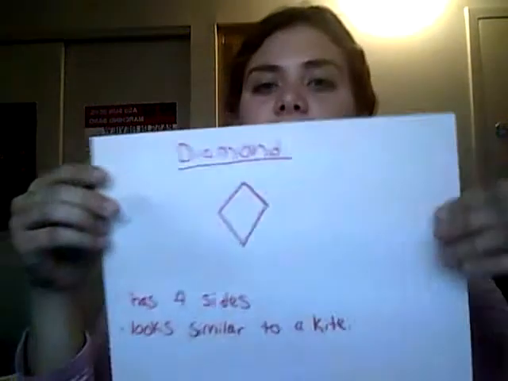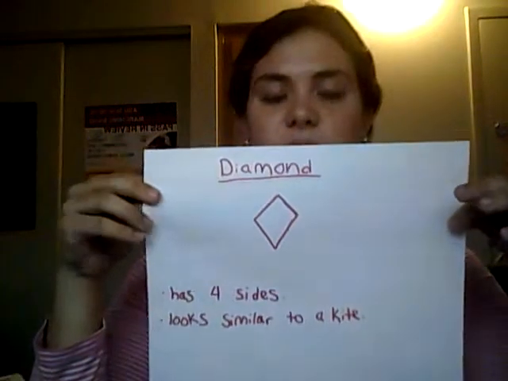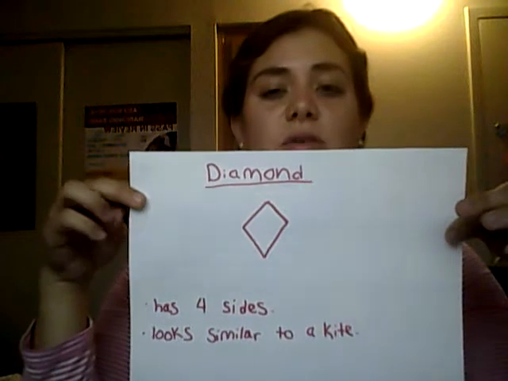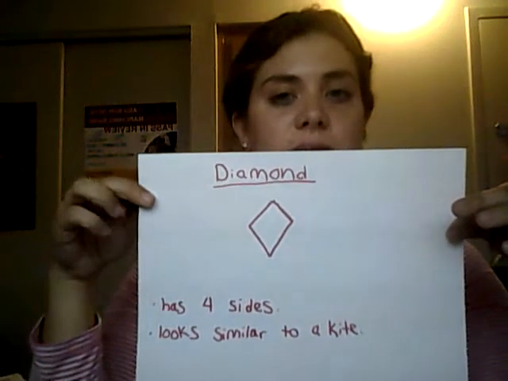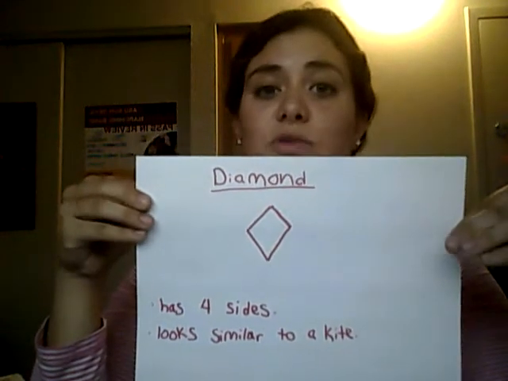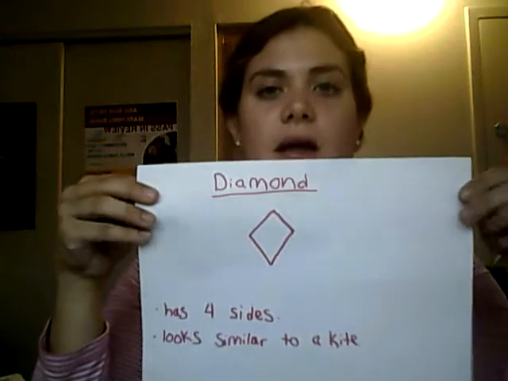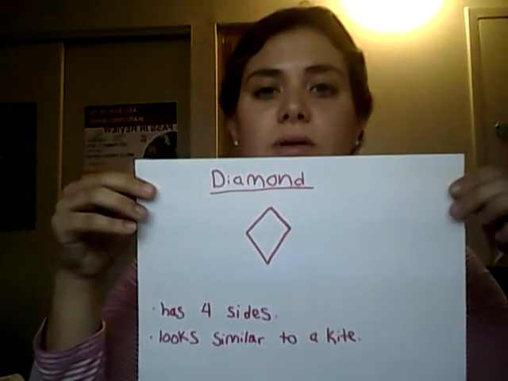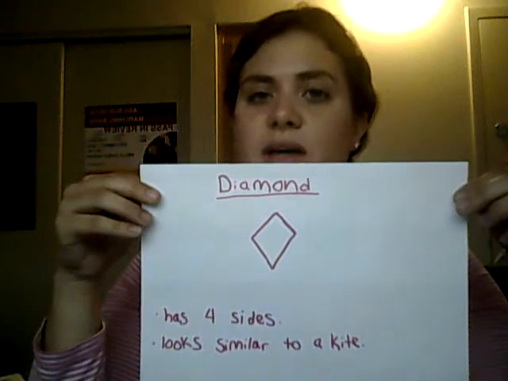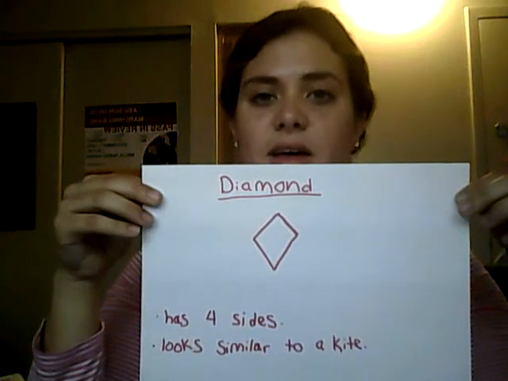Alright, now after you are done with that, you can make a diamond. A diamond looks kind of like a kite, and it also has four sides like the rectangle and the square. And how you spell diamond is DIAMOND.